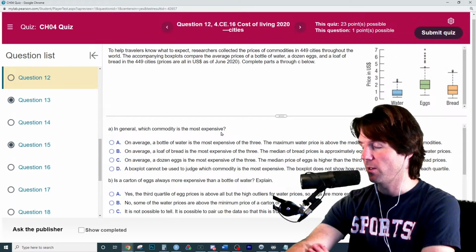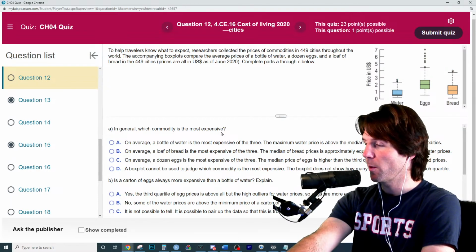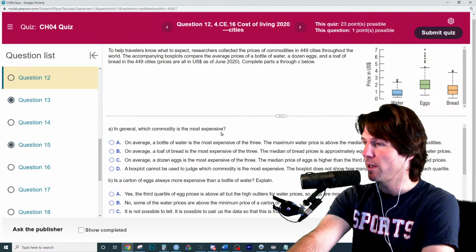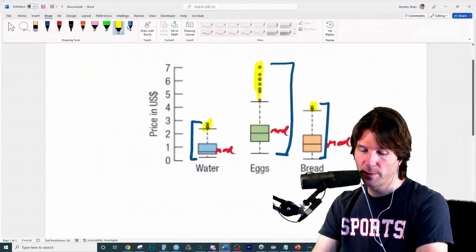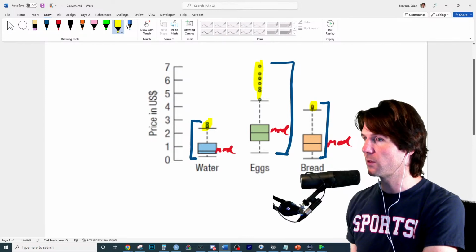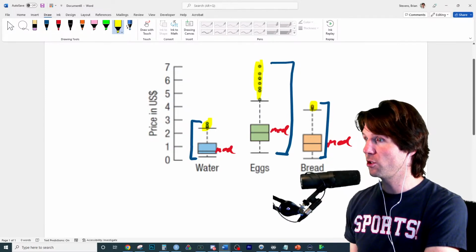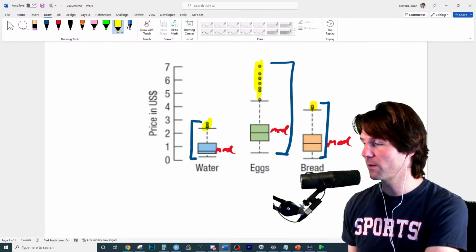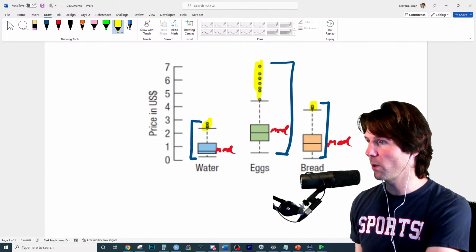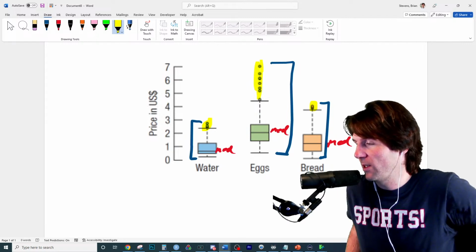I should look at the what's here. In general, looking at these box plots, if I want to know in general which one's most expensive, I should look at the what's for these. To be like, generally this one's the most expensive. In box plots, to know in general which one's the most expensive, look at the what.